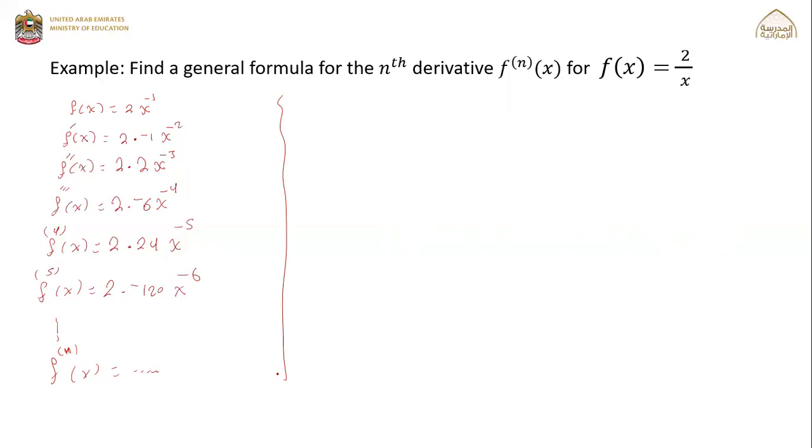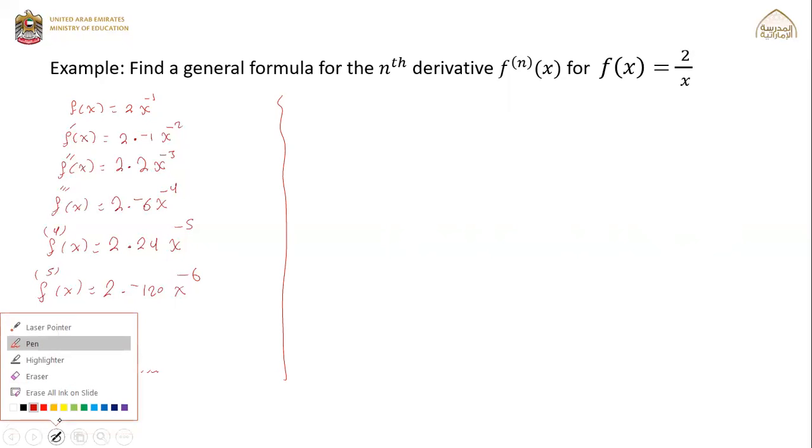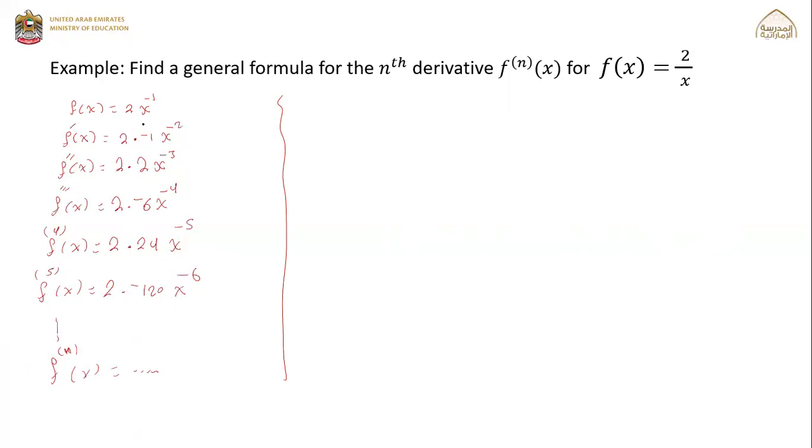Now, I must find the general form for the nth derivative. I will look at the first 5 derivatives which I found. As I see here, all of my derivatives start with 2. So 2 is available in all derivatives. That means the nth derivative, the general form, also has 2.